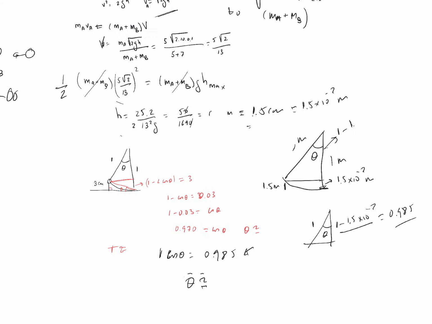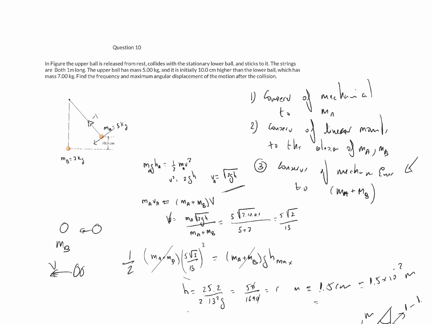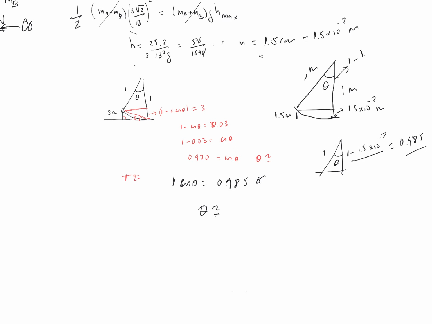Let me see what it says. The problem says to find the maximum angular displacement. So once you have theta, cosine of theta is equal to 0.985, so theta is the arc cosine of 0.985. This will give you the answer in radians, for sure maybe 0.1 radians, I don't remember.